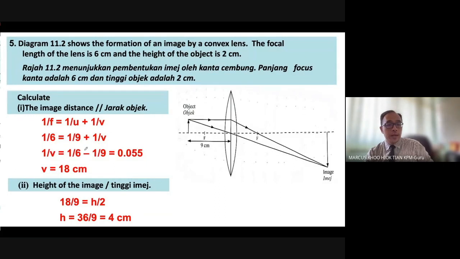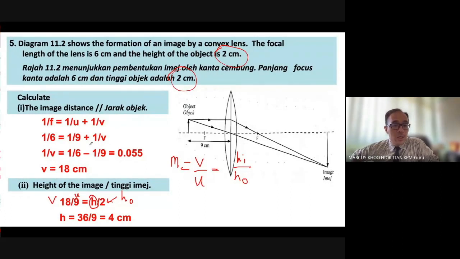Now, how do you determine the height of the image? In the past class, I told you that there are two ways to calculate the magnification. The first way is the one that we just talked about, which is the image distance over the object distance. But this value is also the same as the height of the image over the height of the object, HI over HO. This is V, this is U, this is the height of the image. The height of the object is given in the question, 2 cm. This is HO. And that's how you get the height of the image is 4 cm.